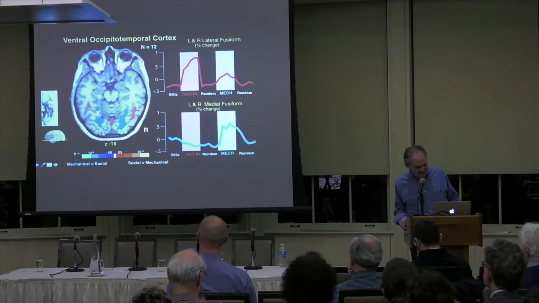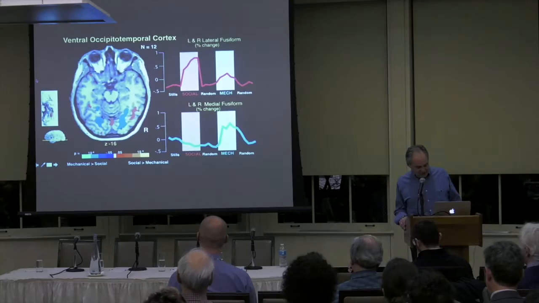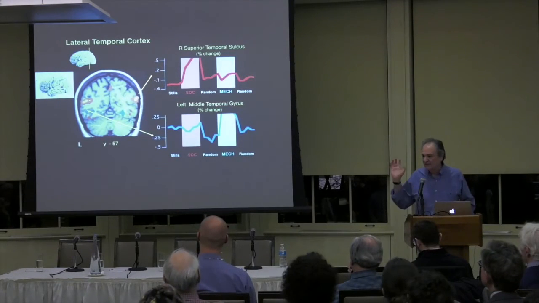There was the cartoon I showed you. These are the real data, and we're cutting the brain right like that. So these are the ventral form areas, and these are the motion areas. It's the same story.